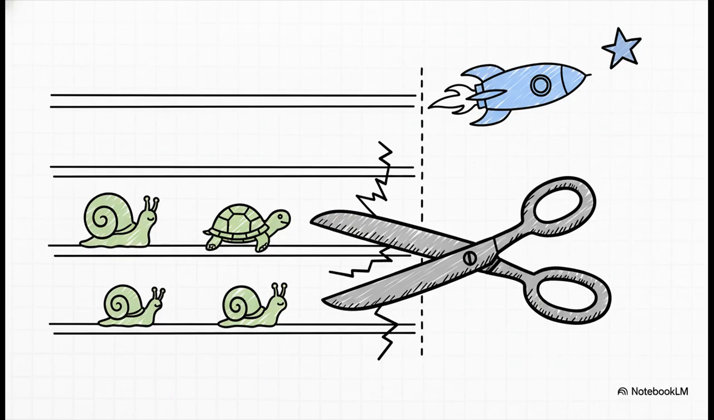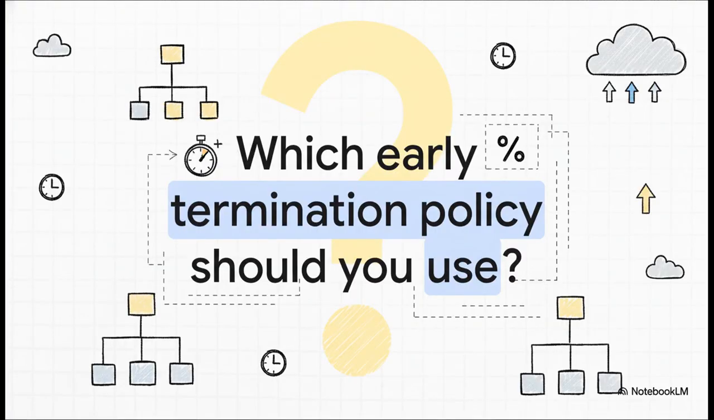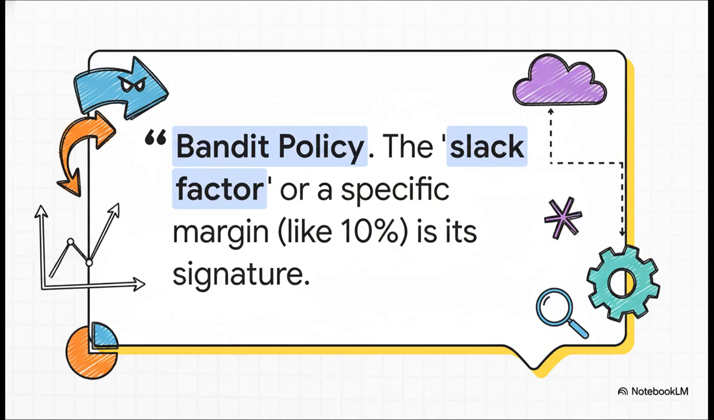Okay, last one. For this scenario, you're being super aggressive about cutting costs. You've laid down a strict rule. If any training run is performing more than 10% worse than the current best performing run, it gets shut down. Immediately. No questions asked. So, based on that very specific rule, that 10% margin, which termination policy are you going to pick? That, my friend, is the textbook definition of the bandit policy.